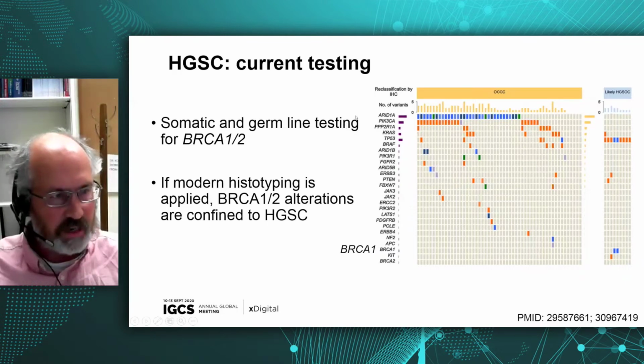The minimal standard of current testing is somatic and germline BRCA testing. I just want to point out, if modern histotyping is applied, BRCA alterations are confined to high-grade serous carcinoma. One example is shown here on the right.